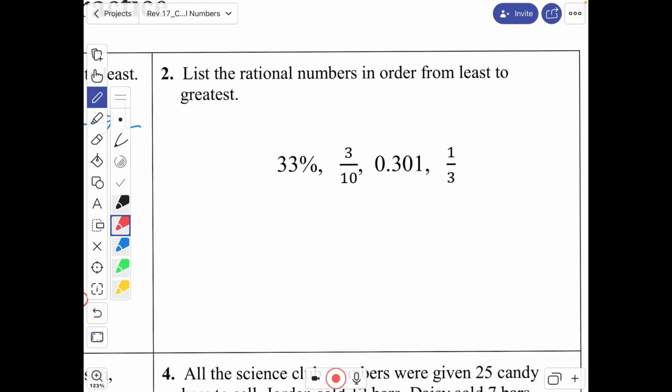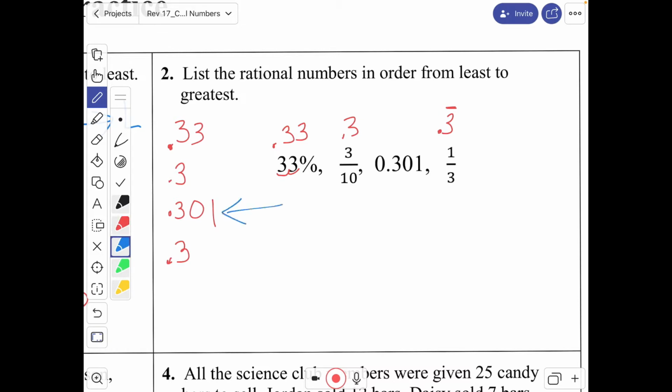Same thing for number 2. Change them all to decimals. One third is a repeating decimal, so it gets a little hat. And then we want to write them up and down with the decimals lined up. They all kind of look very similar on this one.